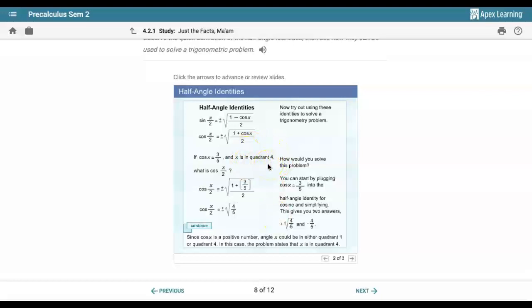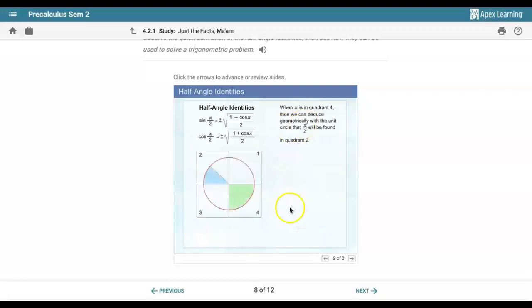If cosine of x is a positive number, the angle can be in either quadrant 1 or quadrant 4. Since it says it's in quadrant 4, we have to deal with the negative solution. That's what knowing these quadrants is going to be super helpful for: quadrant 1, 2, 3, 4. So again, we got a positive and a negative value, but since it's explicitly told us we were dealing in quadrant 4, we have to look for the value that matches that.